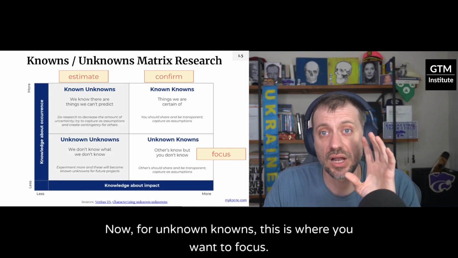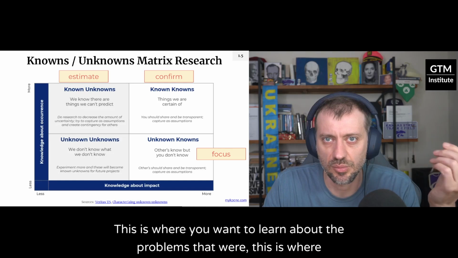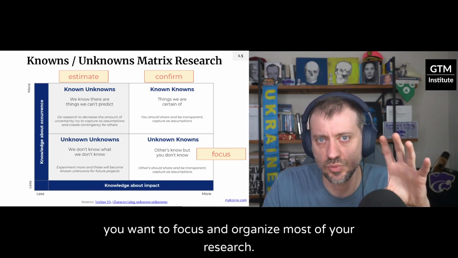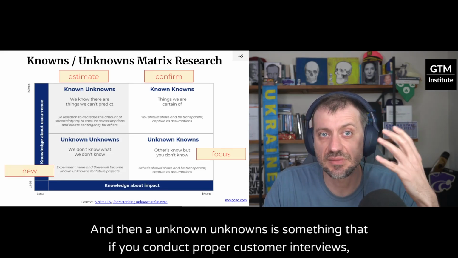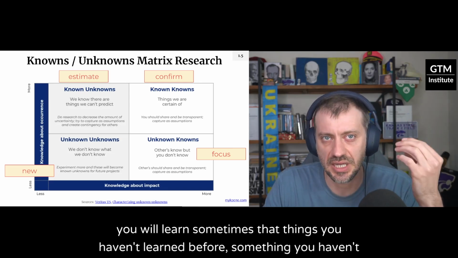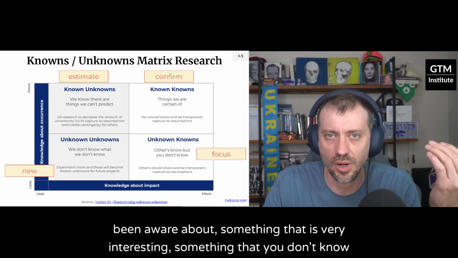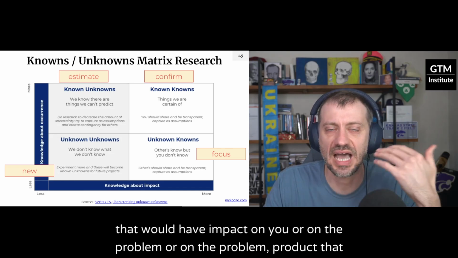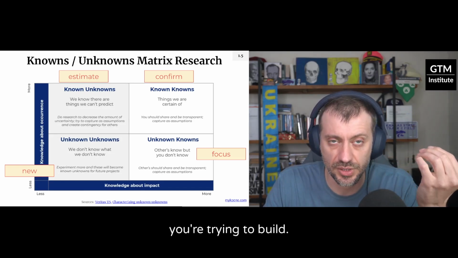Now, for unknown knowns, this is where you want to focus. This is where you want to learn about the problems, and where you want to focus and organize most of your research. And then with unknown unknowns, if you conduct proper customer interviews, you will sometimes learn things you haven't learned before, something you haven't been aware of, something very interesting, something you didn't know would have an impact on you, on the problem, or on the product that you're trying to build.